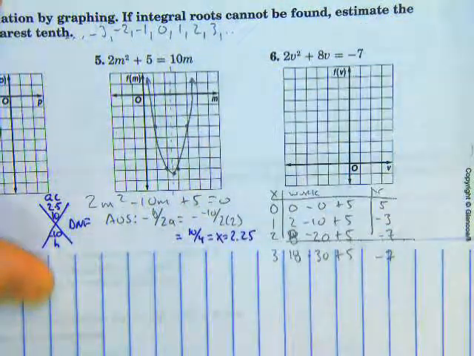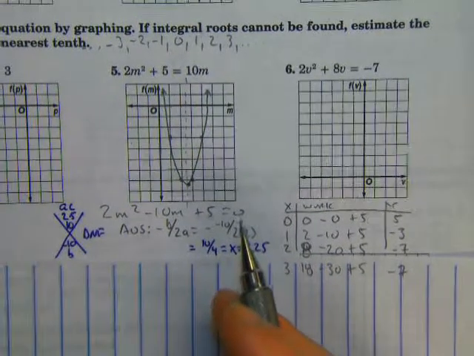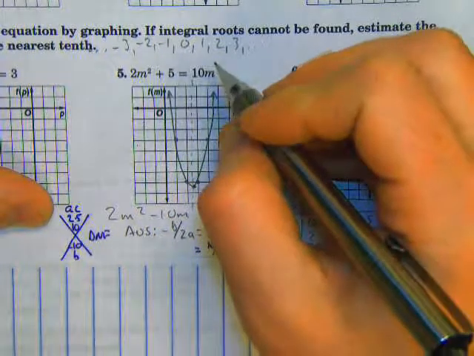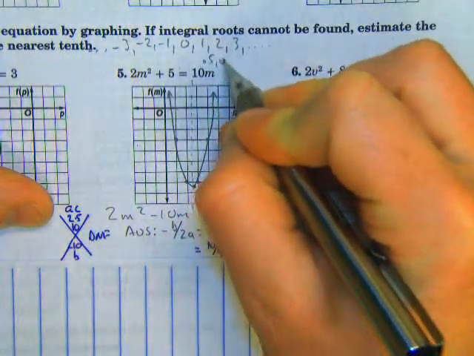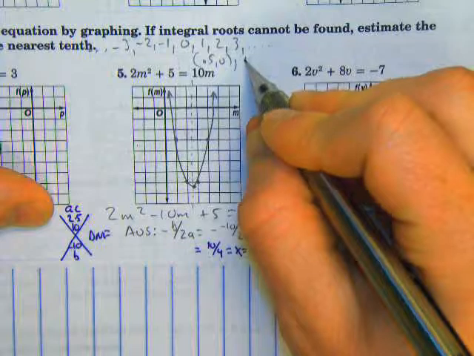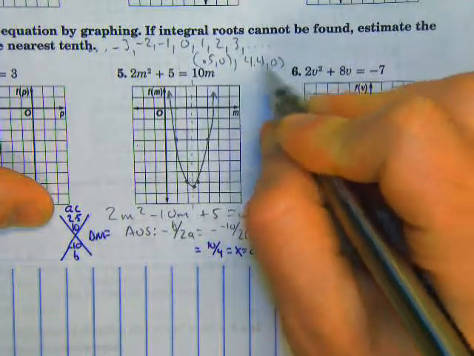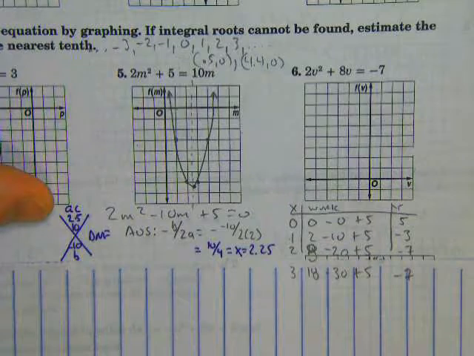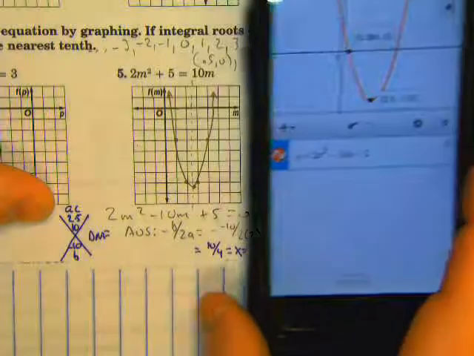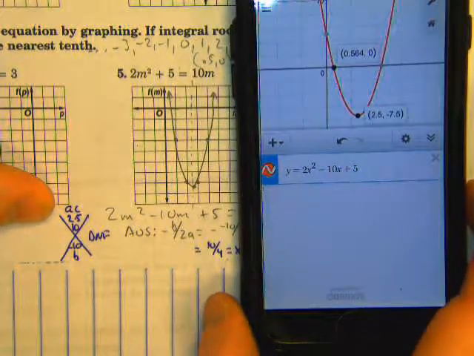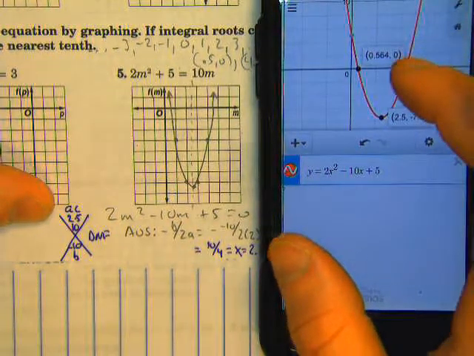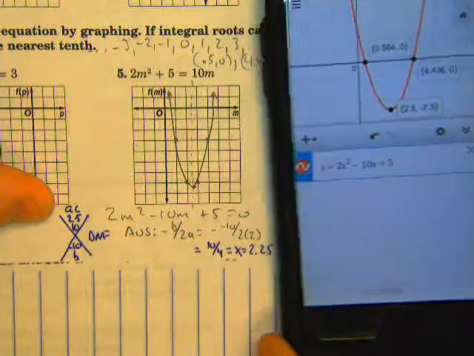And then it said estimate the roots to the nearest tenth. That to me looks like it's 0.5, so I'm going to guess it's 0.5 comma 0, and maybe that's a little bit less, 4.4 comma 0, and pull this back up and I can check it. So that says 0.56, so I should round that to 0.6, but close enough for practice. I understand the process, and that's 4.4. I got that one luckily.